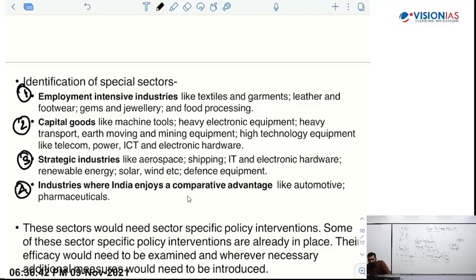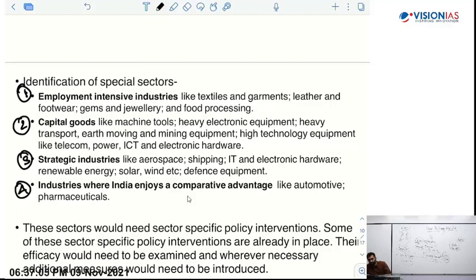Capital goods, see, machine tools, heavy electronic equipment, heavy transport, earth moving, mining, high technology equipment. Now when you say high technology equipment, everything could be high technology equipment. So they included a wide variety of sectors, and that is why we lost focus. The moment you are saying we will identify special sectors, but you are identifying everything.